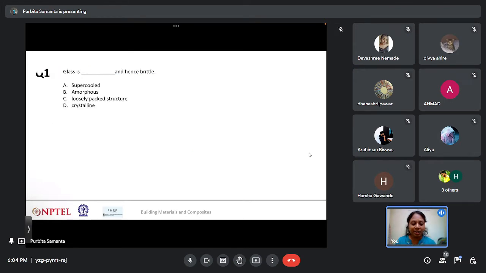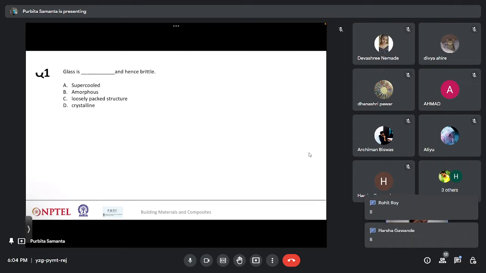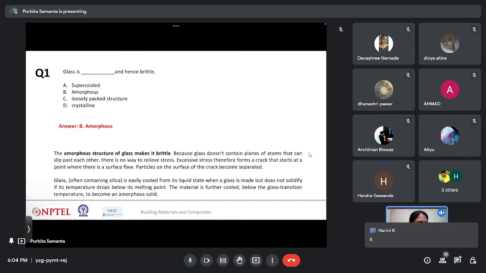So that brings us to our first question, which is quite an easy one, I hope. It says that glass is dash and hence it's brittle. Yes, I have started getting answers. It's amorphous. That's absolutely correct. We'll just quickly see what this amorphous thing is all about. I understand this is a very basic question. We'll slowly move to the tougher ones. Basically, this amorphous structure of the glass makes it brittle. That is understandable from the course also.